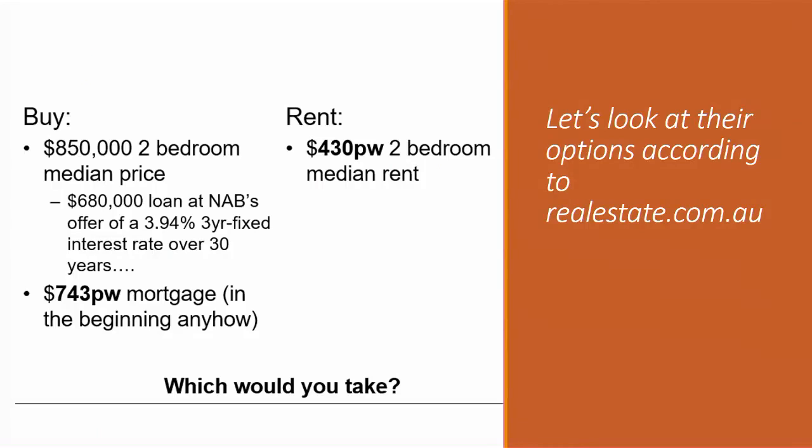But they're moving down, so they've got an option to buy or rent. Now, on the face of it, they're paying, oh my, good numbers, 70% more per week. Some of you can work out exactly the percentage, but a lot more per week to buy. So why would you buy?